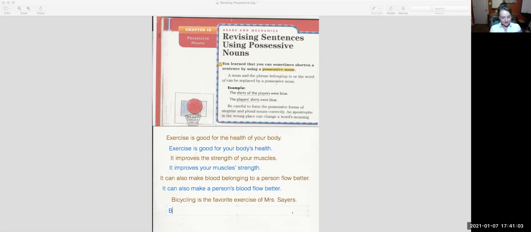So bicycling, whoops, let's spell it correctly. Bicycling is Miss Sayers' favorite exercise. Very good. And we've got one more. Let's see if we can fit it in there.